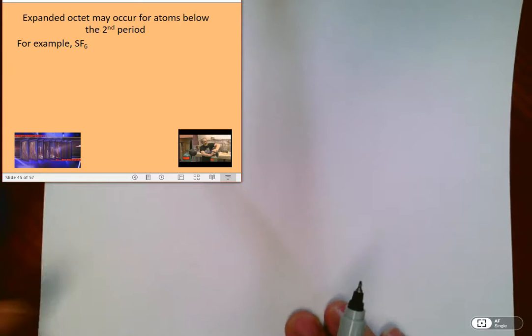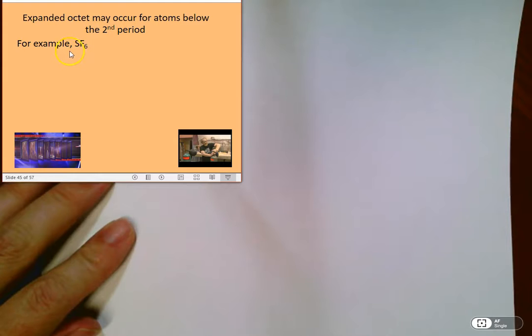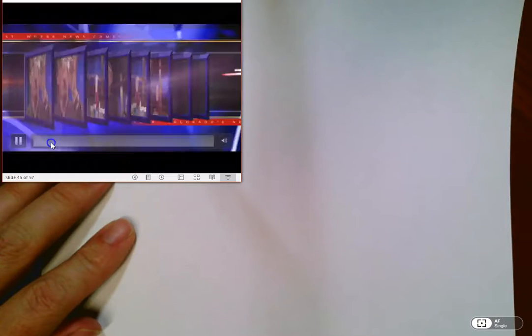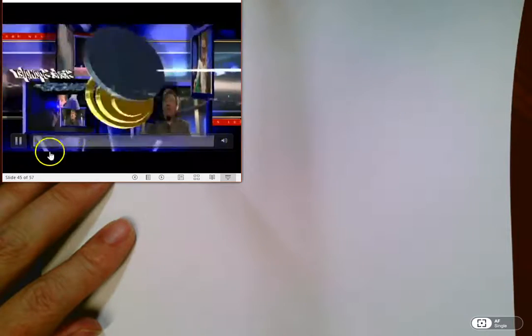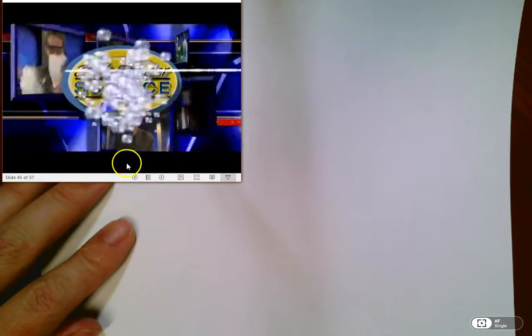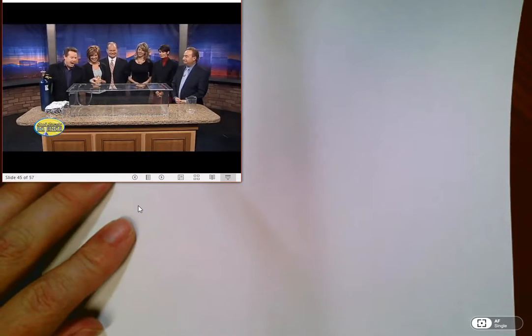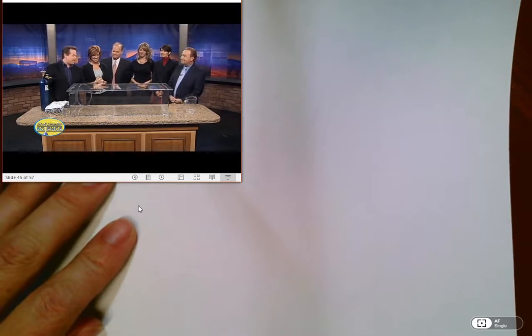So let's look at an example of one of these. Here's a compound. It's called sulfur hexafluoride. See that there? Sulfur hexafluoride. And watch the crazy stuff that sulfur hexafluoride can do. All right, so there's gas inside this tank. It's called sulfur hexafluoride. It's a super heavy gas.